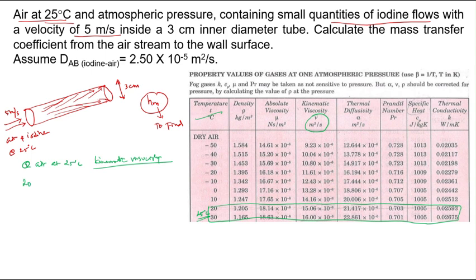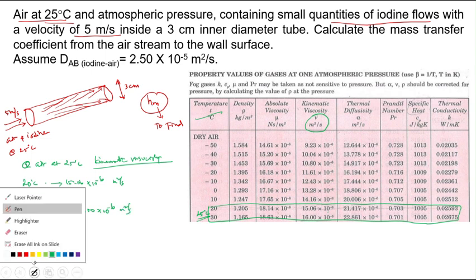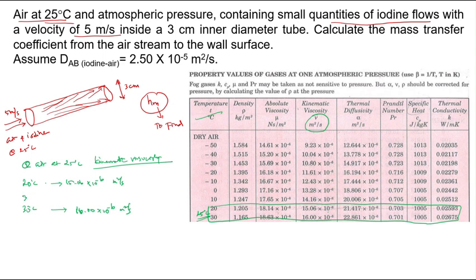At 20 degrees Celsius, we have the kinematic viscosity equal to 15.06 into 10 to the power of minus 6. At 30 degrees Celsius, we have a kinematic viscosity of 16.0 into 10 to the power of minus 6. The unit is meter square per second for both. But we need the value at 25 degrees Celsius. We may calculate it with the help of the interpolation method.